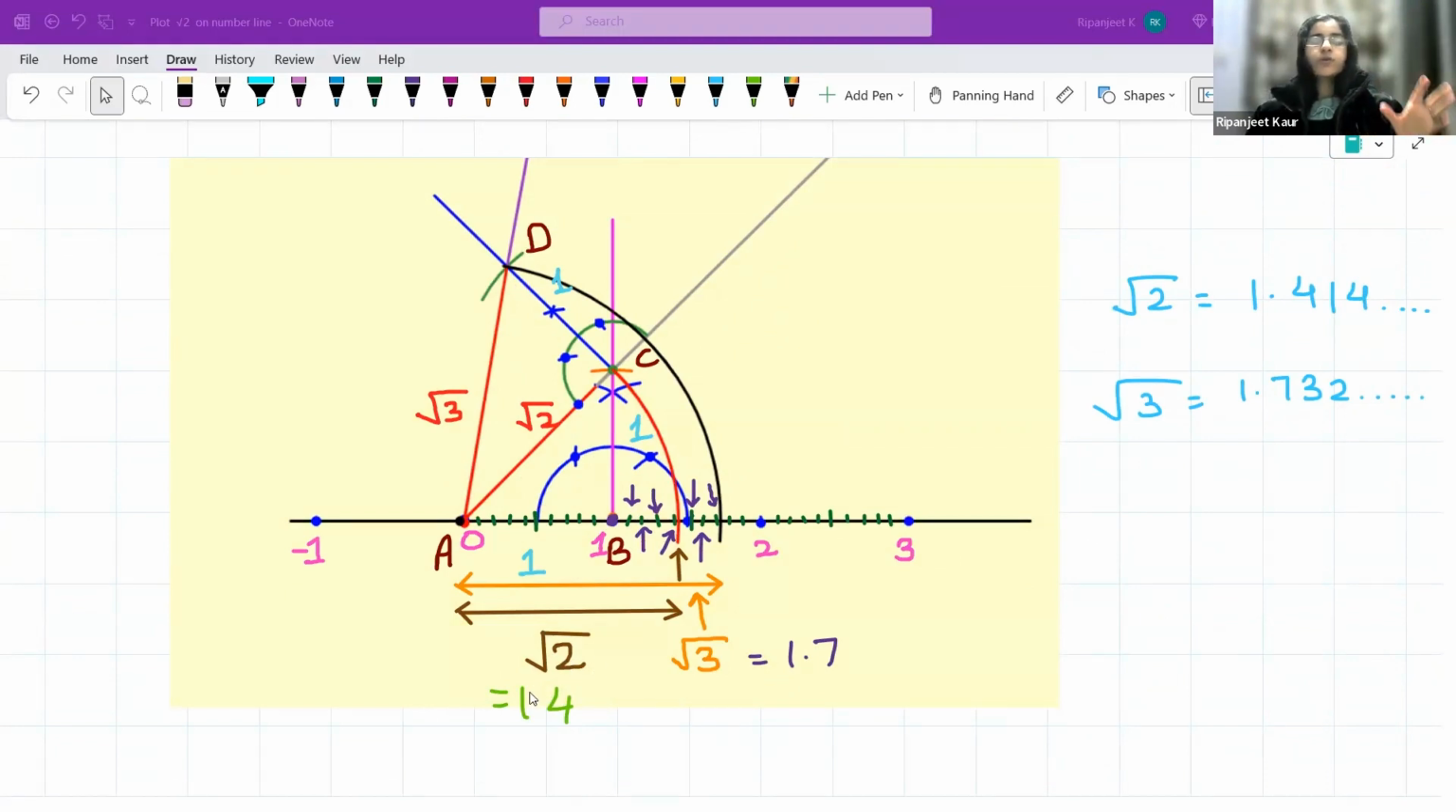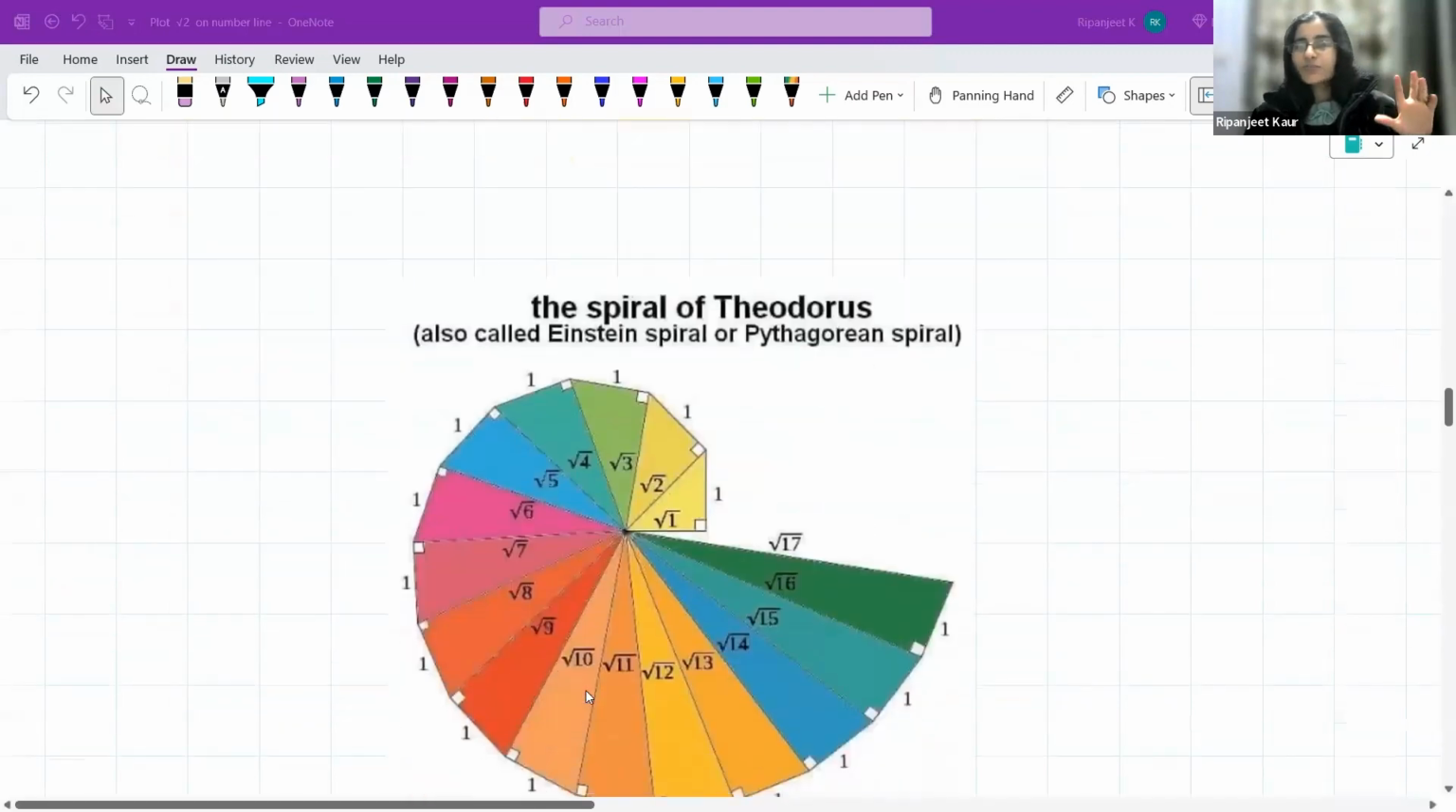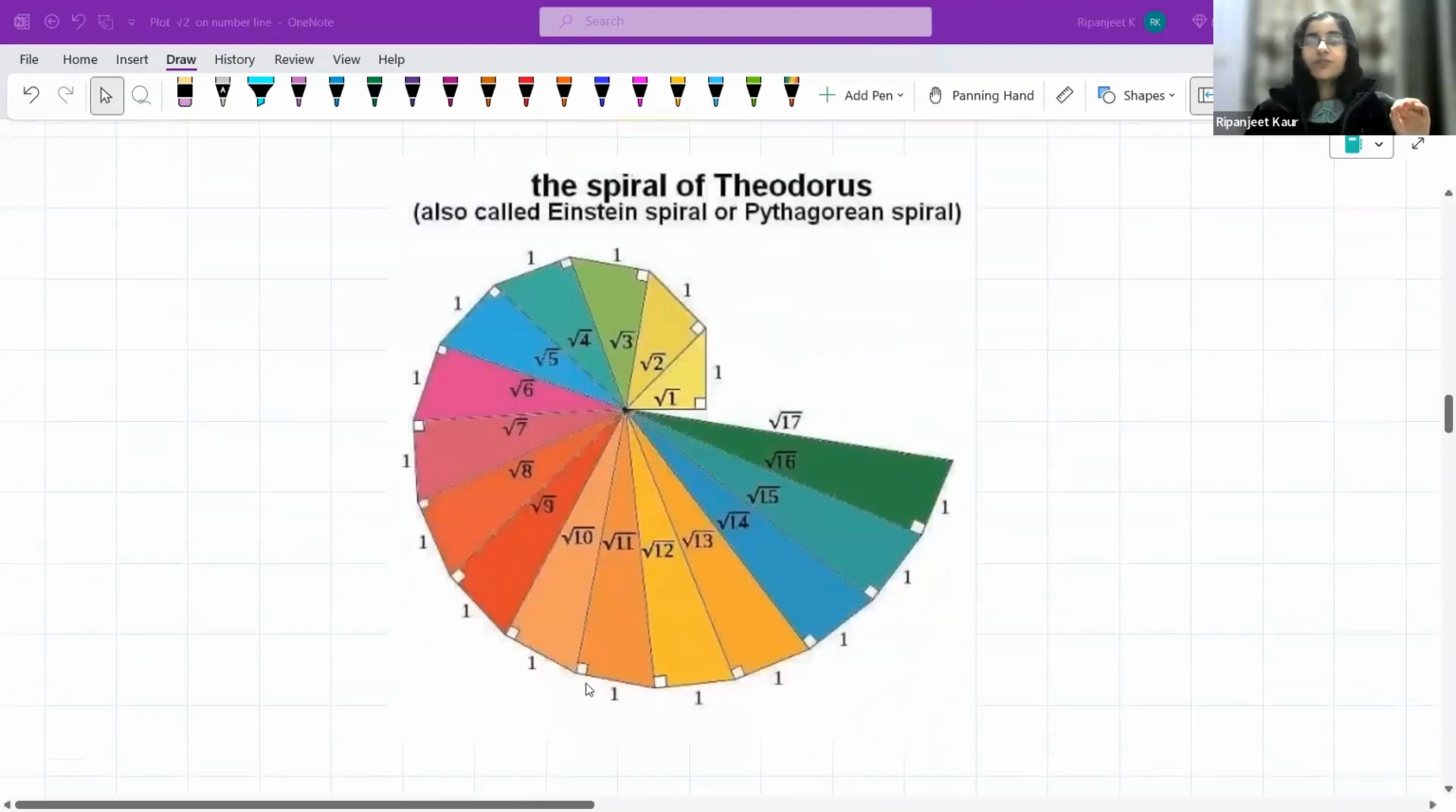For example, root 2 is 1.4. We can estimate it by construction. Root 3, 1.7. We can estimate by construction. We learned that in the previous session, right? And this beautiful spiral, which we can make by using Pythagoras theorem, right? So if you have not watched the recording, make sure you go to the previous session.